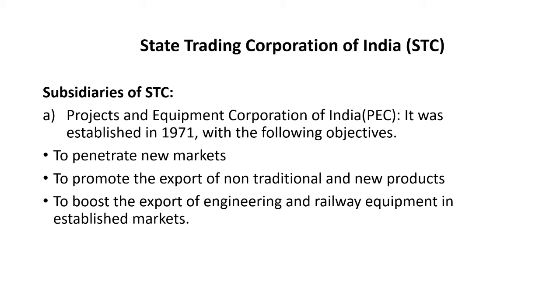Its subsidiaries are: first one is Projects and Equipment Corporation of India, popularly called as PEC. It was established in 1971 with the following objectives: to penetrate or attract new markets, to promote the export of non traditional and new products, to boost the export of engineering and railway equipment in established markets.